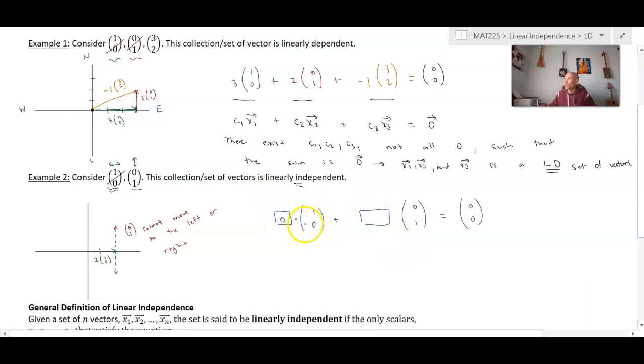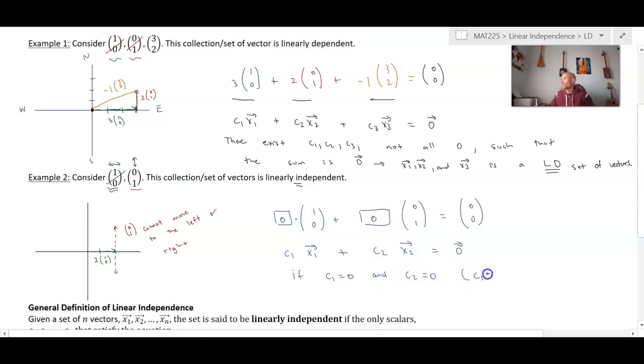And similarly here, the only way to get 0 plus something times 1 and get 0 is for that constant to also be 0. So in this equation, if I write this as c1x1 plus c2x2, and I ask myself, what are the constants c1 and c2, not both 0, such that this equation is true? The answer is no, there aren't. The only way for this equation to be true is if c1 equals 0 and c2 equals 0.